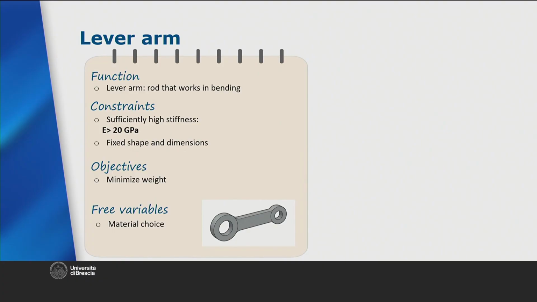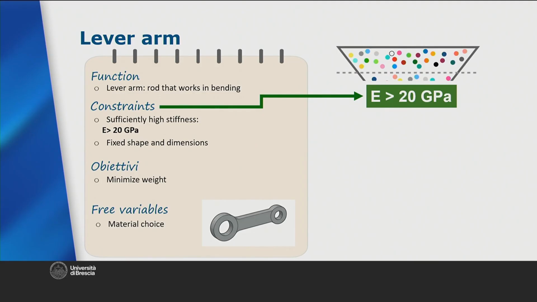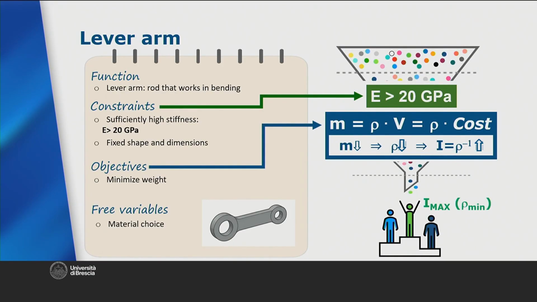But since the geometry is completely constrained, the only factor the designer can act on is the choice of material. The stiffness constraint acts as a filter and eliminates all materials with a Young's modulus that is too low, leaving only those that are structurally suitable. At this point, among the selected materials, you look for the one that allows you to minimize the mass. Since the volume is fixed, the mass depends solely on the density of the material. So the material performance index to be optimized will be the density itself. The lower it is, the better.